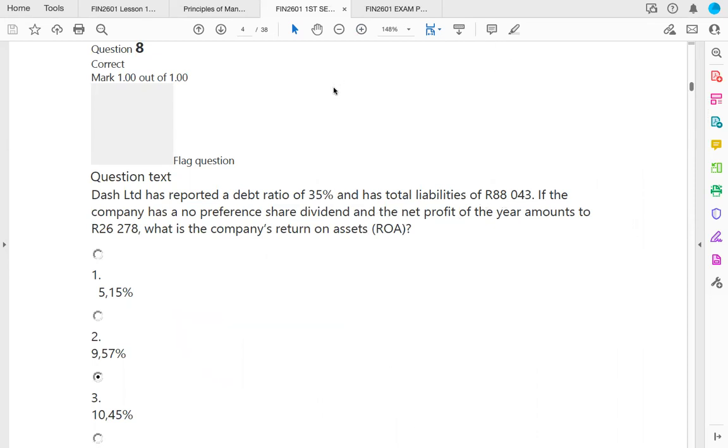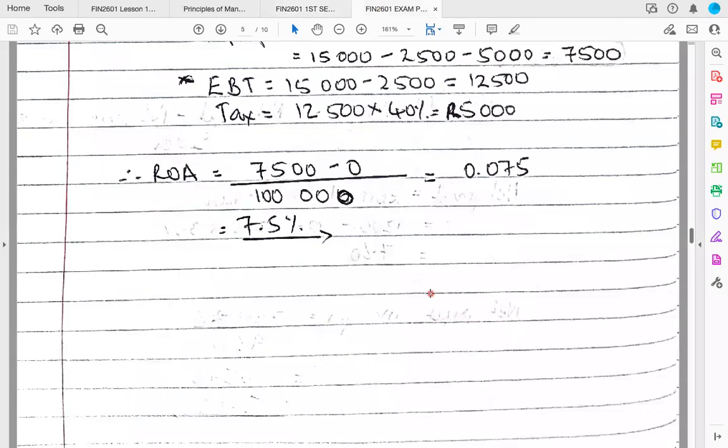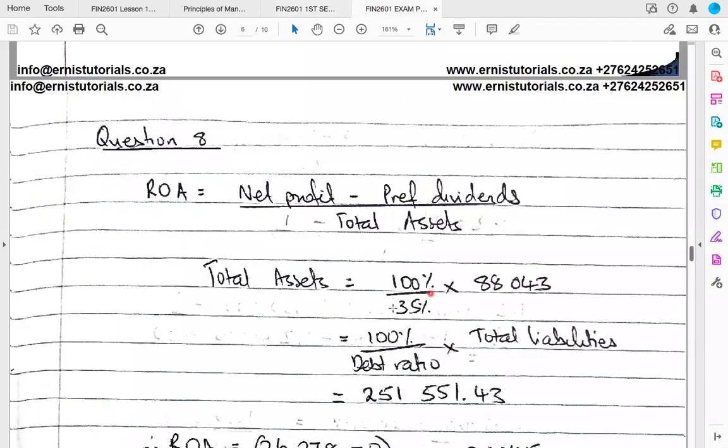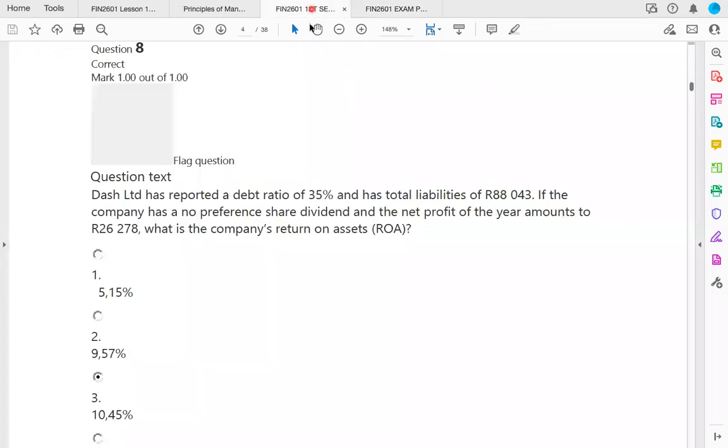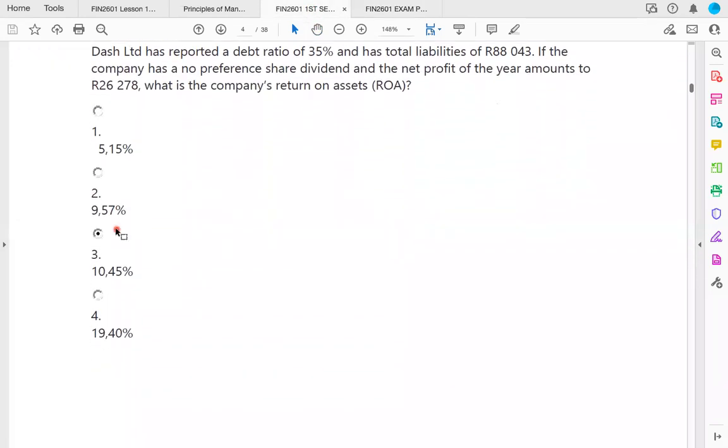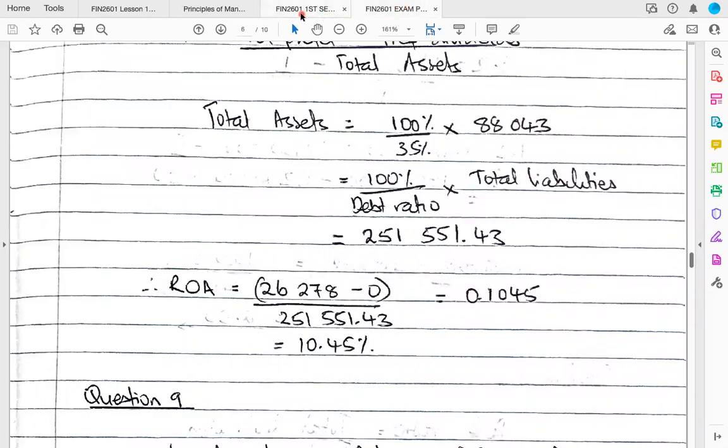Right. So once we have our total assets, we can then just simply substitute net profit minus preference share dividends divided by total assets. Remember, return on assets is a percentage. Always remember to change it to a percentage by multiplying by 100. So the answer is 10.45.